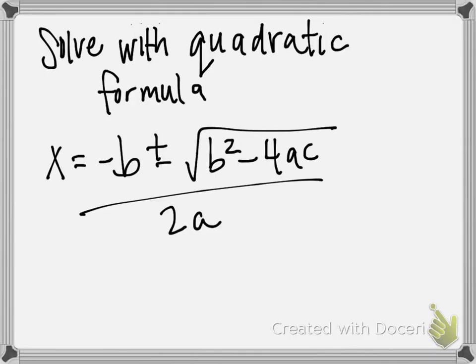Here's a problem that I solved using the quadratic formula. The quadratic formula is, the song, right? x is equal to negative b plus or minus the square root of b squared minus 4ac all over 2a. Okay, I put that on the first page for you. Alright, let's go on.